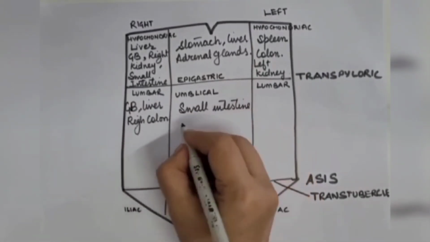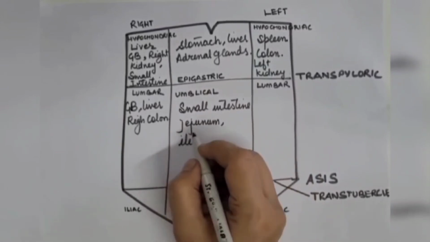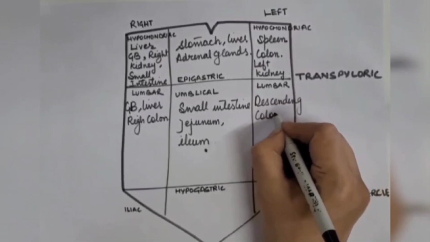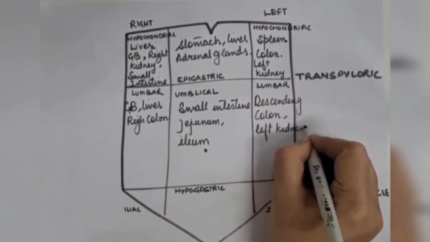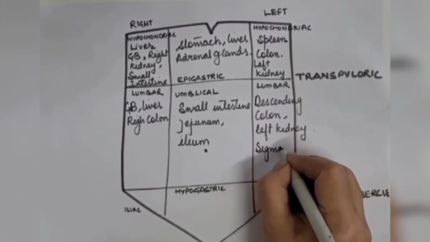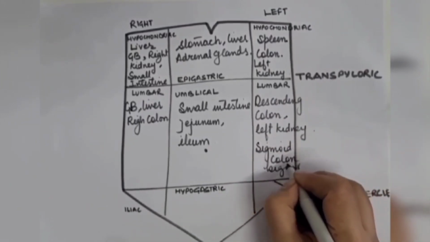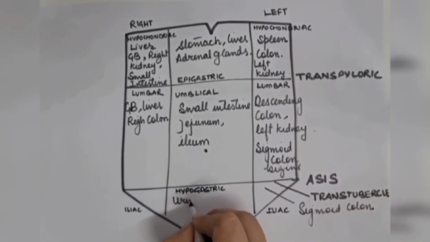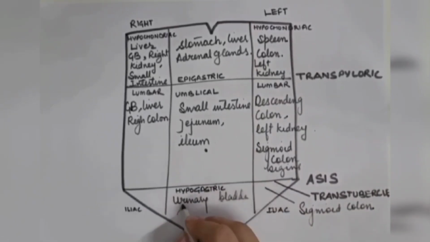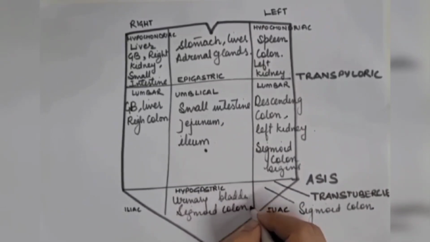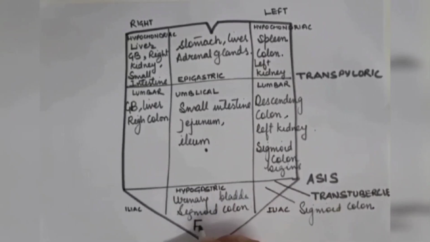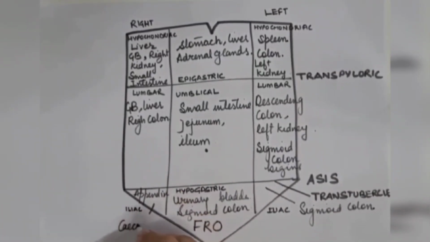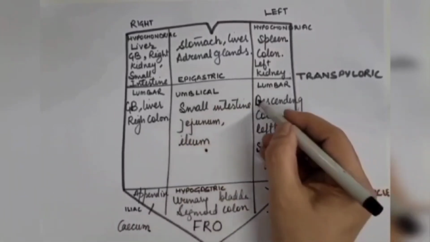Same way, in the right hypochondriac region, gallbladder, liver, right colon, all these organs can be there. In the umbilical region there will be small intestine, and mostly in the small intestine there will be jejunum and ileum. In the left lumbar region there will be the descending colon, and some part of the sigmoid colon can also be there, and the left kidney is there. That is the just beginning of the sigmoid. Now coming to the left iliac region, the sigmoid colon will be there. Coming to the hypogastric region, urinary bladder, sigmoid colon, and the female reproductive organs will be there: uterus, ovaries, fallopian tubes, etc. Coming to the right iliac region, the cecum and appendix are the organs located there.